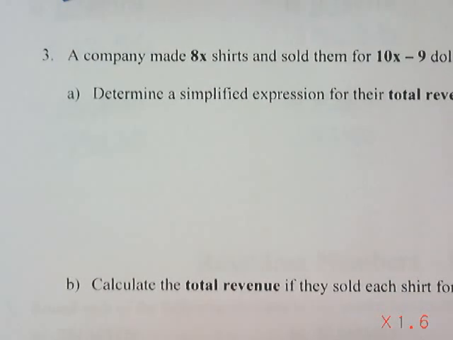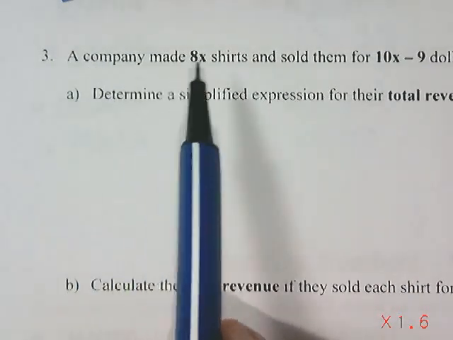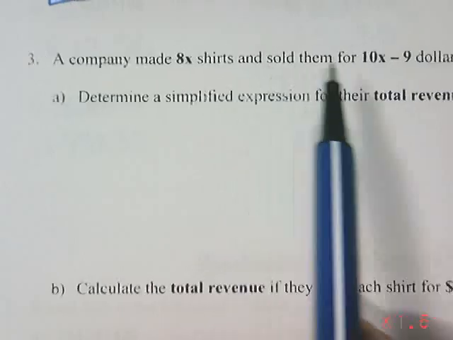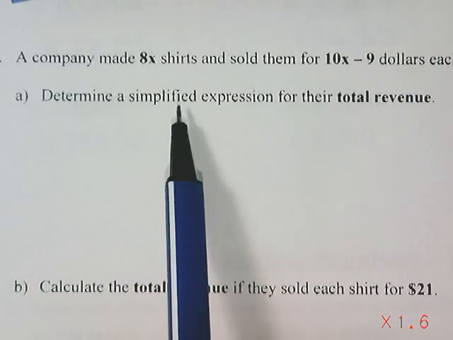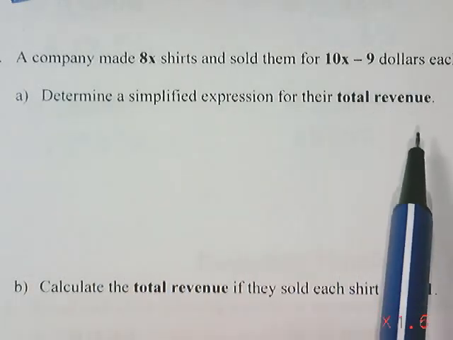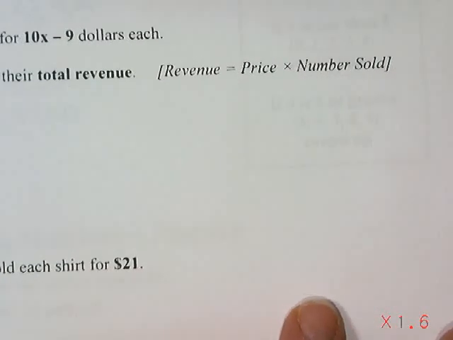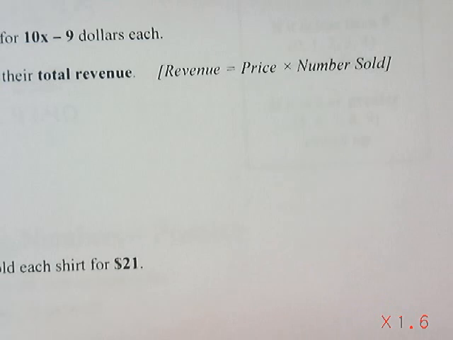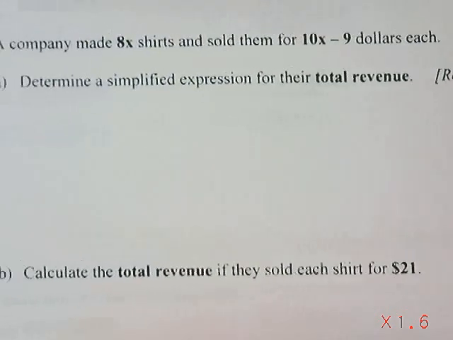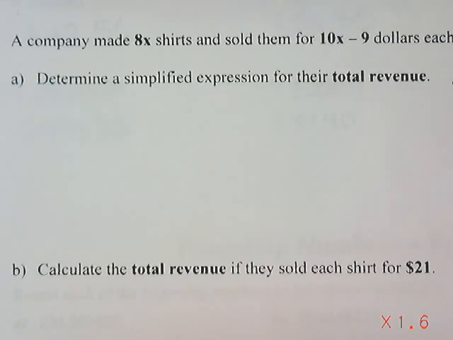So question number 3 says, a company made 8x shirts and sold them for 10x minus $9 each. Determine a simplified expression for their total revenue. And then there's a little formula here that says revenue is price times number sold. So revenue, if you are selling something, is the amount of money that you take in from your sales. So you can get revenue by taking how many things you sold times the price that you sold them for.